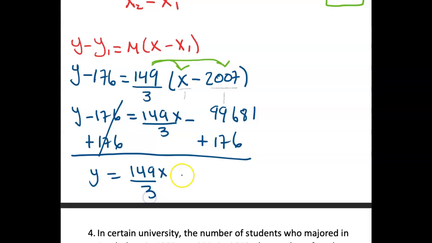Divide by 3. So now I have negative 99681 plus 176.